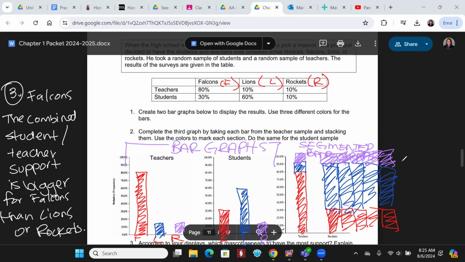This is what we call a mosaic. This added on piece, that's called a mosaic. It's representing the whole picture. Okay. Go ahead and finish your graph. And we'll answer 4 and 5 down at the bottom.